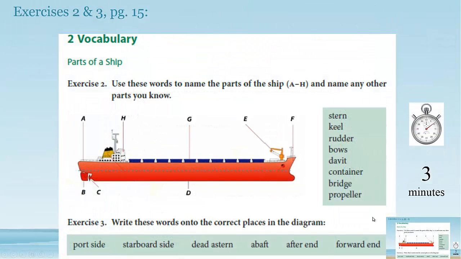Okay, here's another exercise. This is exercise 2 and 3 on page 15. This is also a review. What I'd like you to do is take these words and put them on the right letter. And if you know any other parts of the ship that you remember from before, go ahead and put an arrow and name those as well. That would be terrific. But as well, I'd like you to write down these terms: port side, starboard side, dead astern, abaft, after end, and forward end, where you think they belong. I recommend you use a pencil to start with, because you might not quite get it right the first time, but I'll give you the answers in 3 minutes.